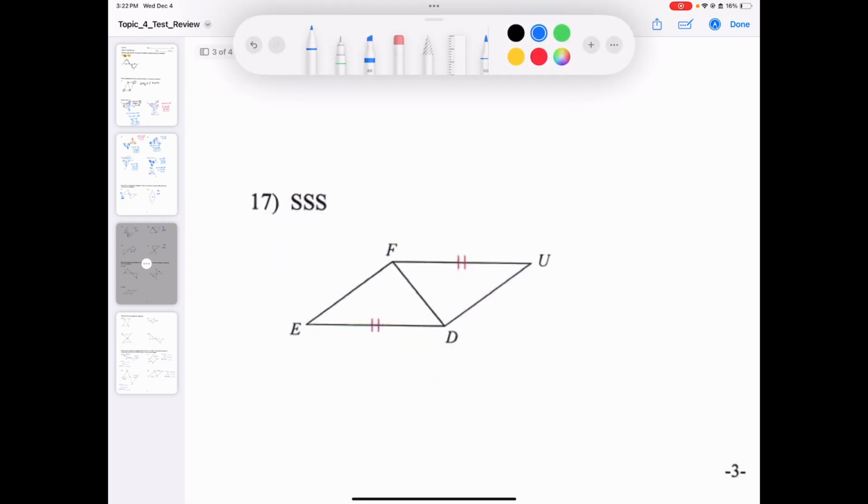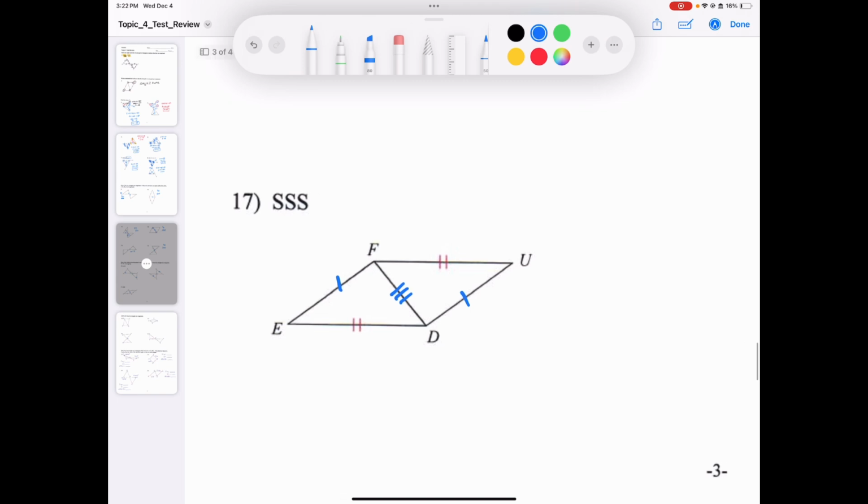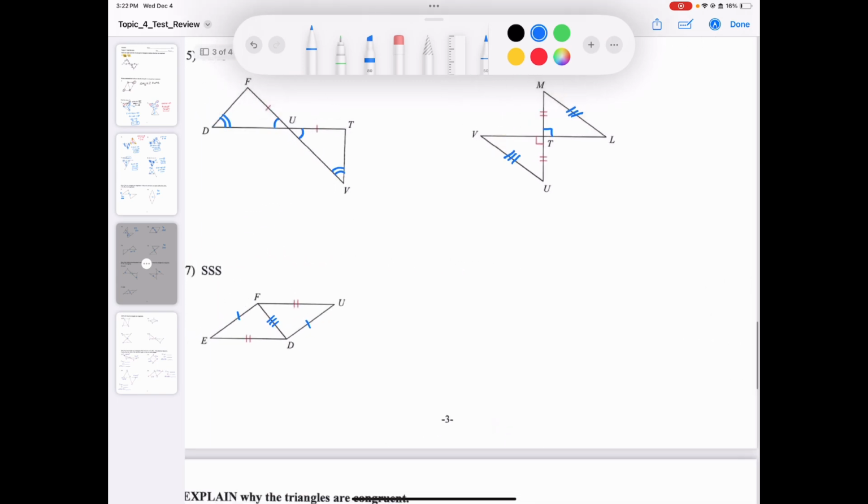Side, side, side. We like side, side, side. That just means I can put 1 there and 1 there and 3 there. And we're good to go. That's side, side, side. That's it.